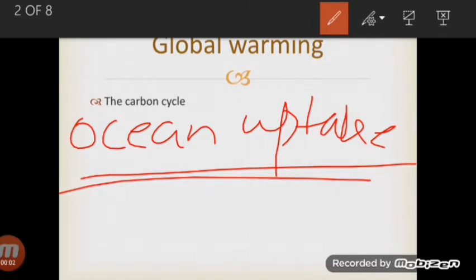Here the question arises: how is this carbon cycle, or the release of carbon dioxide in the atmosphere, causing global warming? What is global warming? Globe is earth, warming is the heat. So it is the increase of earth's average temperature due to buildup of greenhouse gases in the atmosphere. And we know that carbon dioxide is one of the major greenhouse gases. So global warming is caused by all those greenhouse gases.